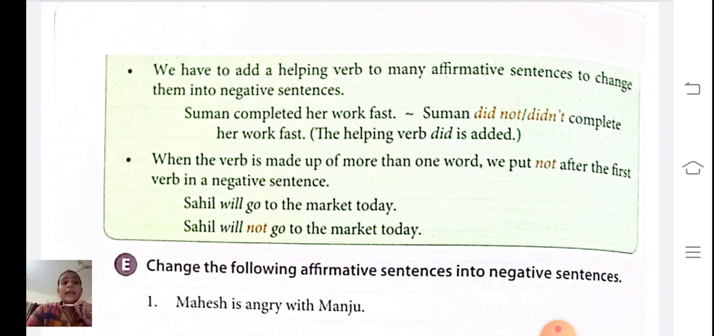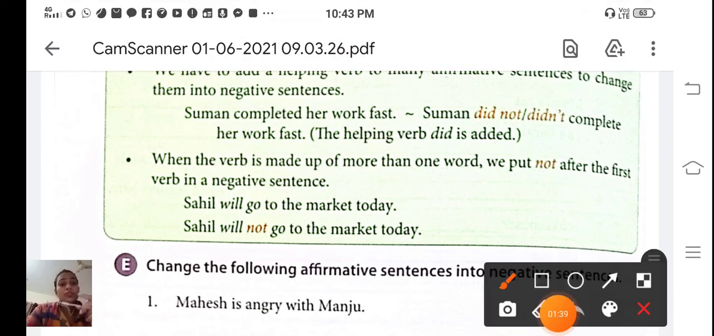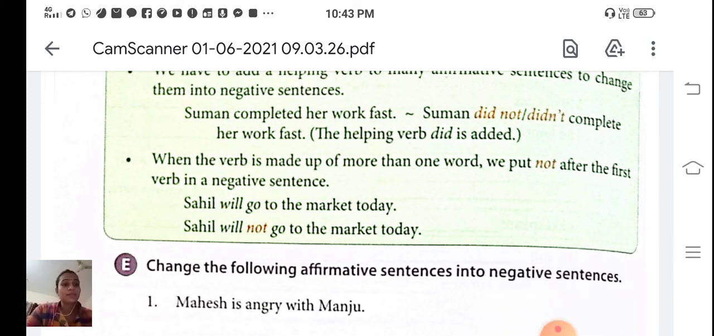When the verb is made up of more than one word, we put not after the first verb in a negative sentence. So you can see as well. Sahil will go to the market today. We have two verbs here, will and go. Will is a helping verb and go is an action verb. So what do we have to do? Sahil will. We have to put not after the first verb. Will is the first verb. So, Sahil will not go to the market today.